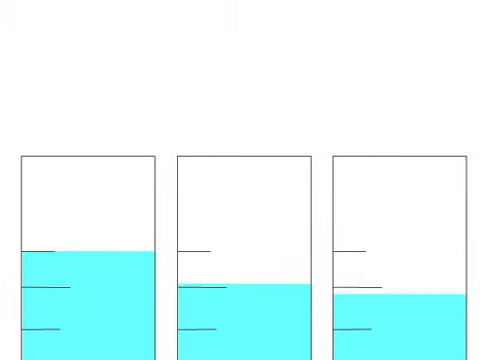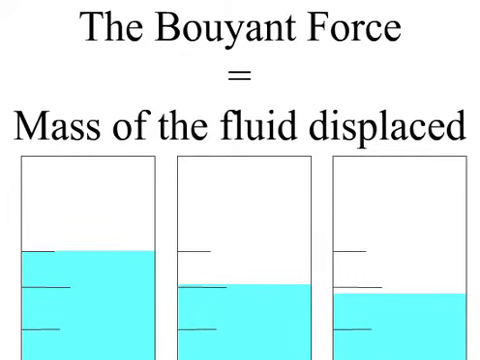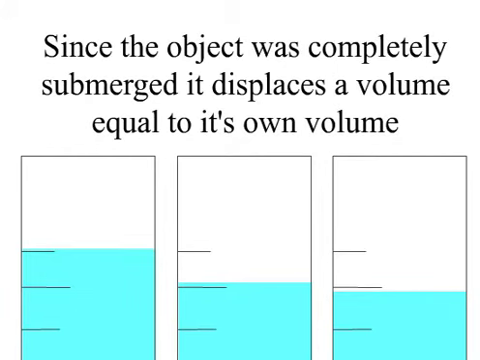So let's merge them. As we can see, the ball with the greatest volume caused the greatest displacement of water. And the buoyant force is equal to the mass of the fluid displaced. If we have more fluid displaced, it obviously has a greater mass, so that means there's a greater buoyant force acting on that object. Another important thing to get from this is that if an object is completely submerged in water, or any fluid for that matter, its volume is going to be equal to the volume of the fluid displaced.